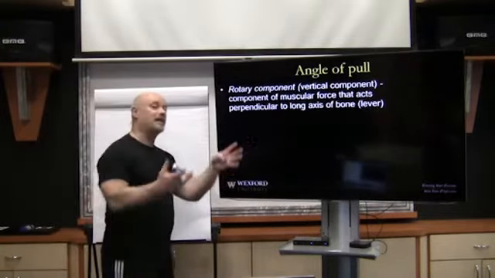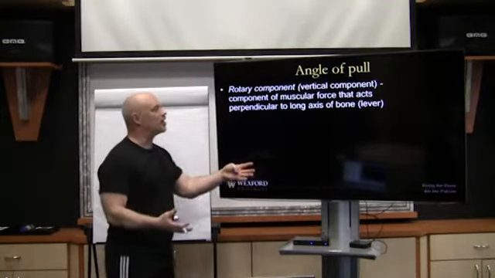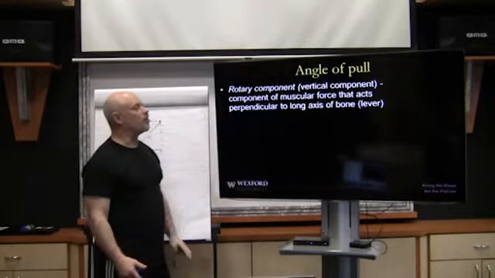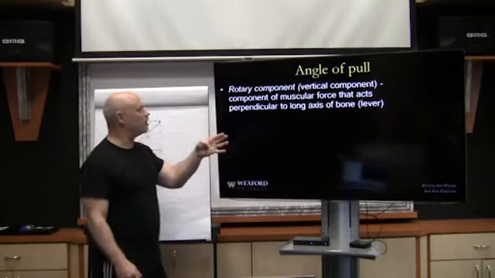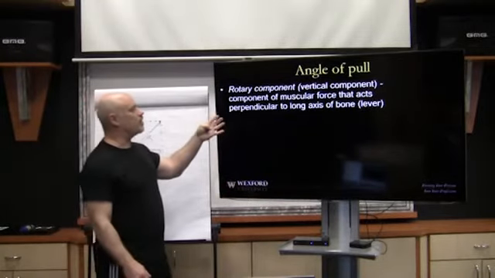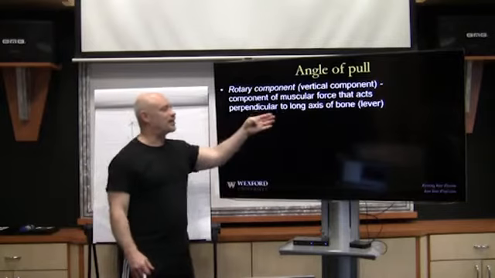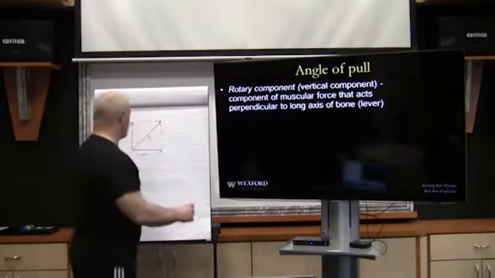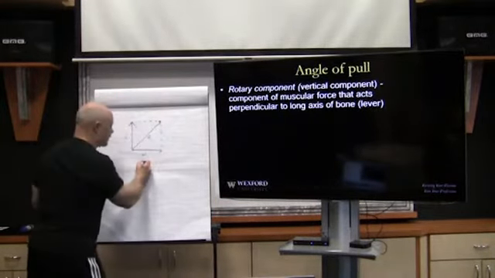Now if we look at the angles of pull here, the rotary component is always going to be the vertical component. That's the component of muscular force that acts perpendicular to the long axis of the bone. So let's look at that again.